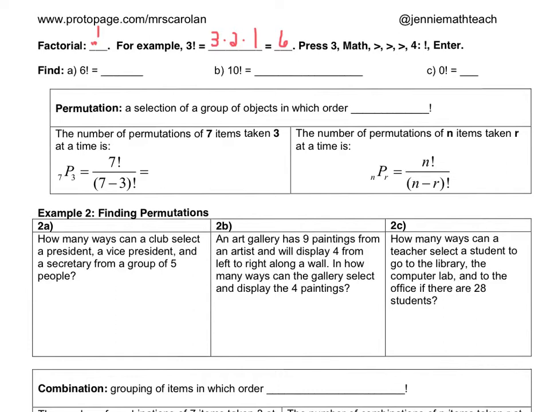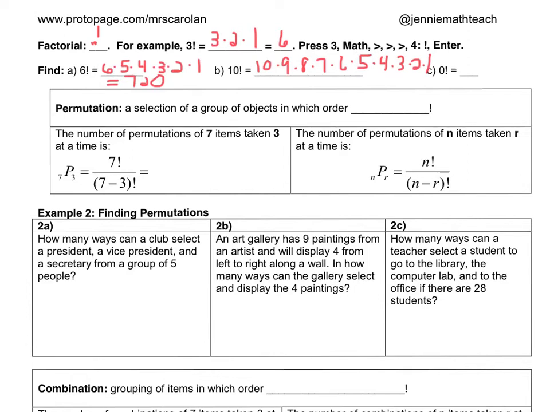Now, you could do each of these by hand. We could write 6 times 5 times 4 times 3 times 2 times 1. Calculate it out. We could do that. We'd get 720. But then we'd have to do that for 10. 10 times 9 times 8. The bigger the number, the more writing and the bigger our answers will be. So in order to save space and time, there's a way to type the factorials in the calculator.